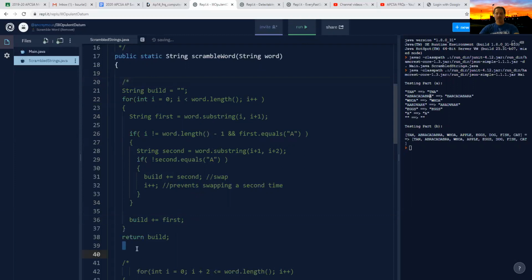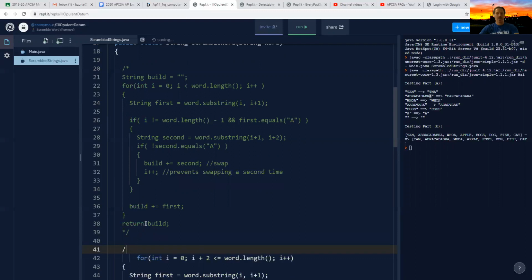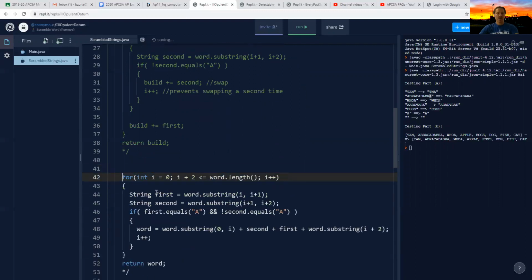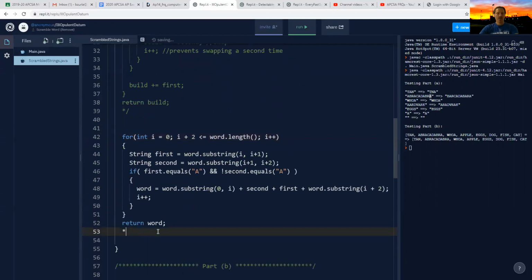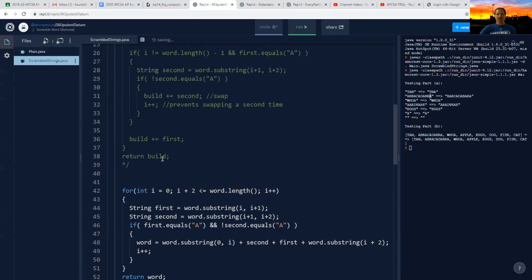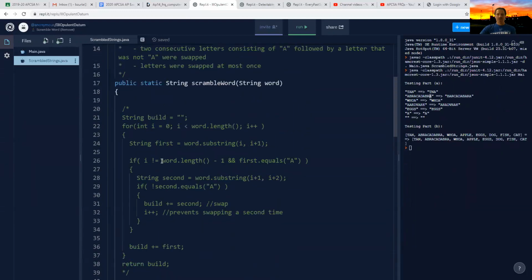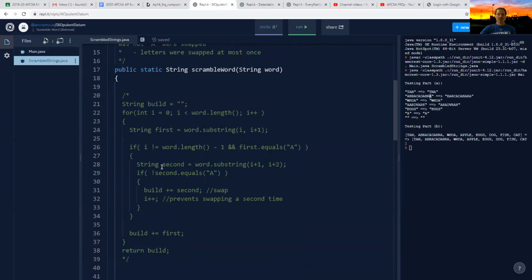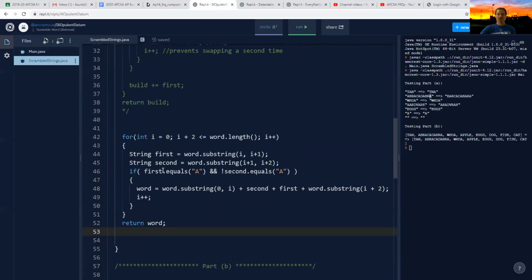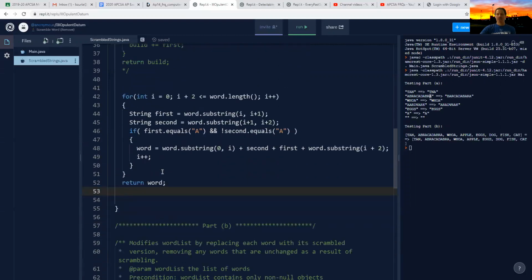Okay, and then I'm showing a second solution here as well. This one takes less code, but might be a little bit more tedious to write. I don't know. I mean, I guess it's up to you. So in this one, I didn't make a copy of the string. So there is no copy. There is no build from scratch. I'm just going to shuffle letters around in the actual string.